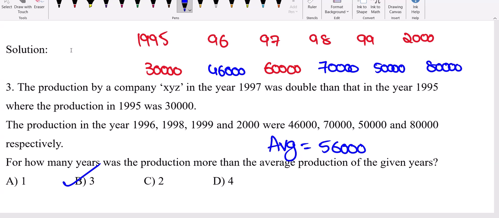Next time, which years are more than average? That years they'll mention in the options, 97, 98. Sometimes they mention that year. Which years are more than the average? Which years are less than the average? That years will be mentioned in the options. Right, so this is one.